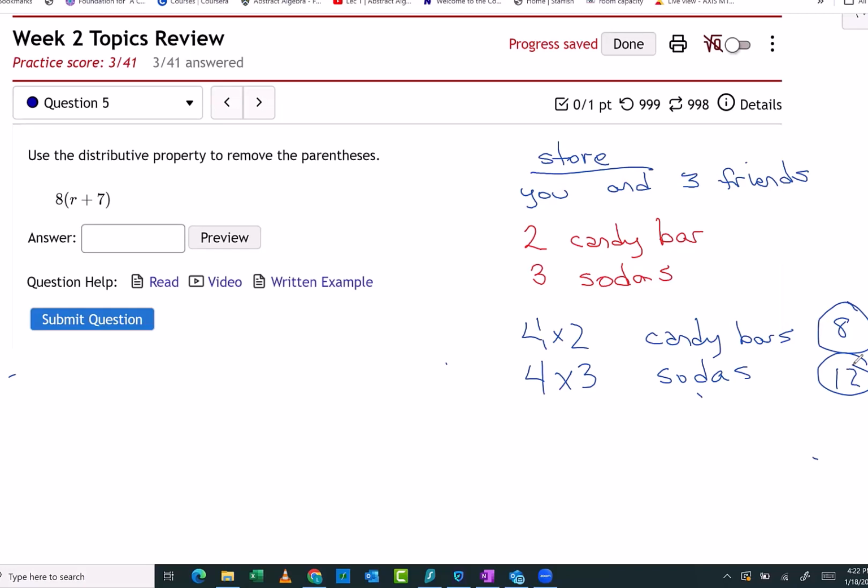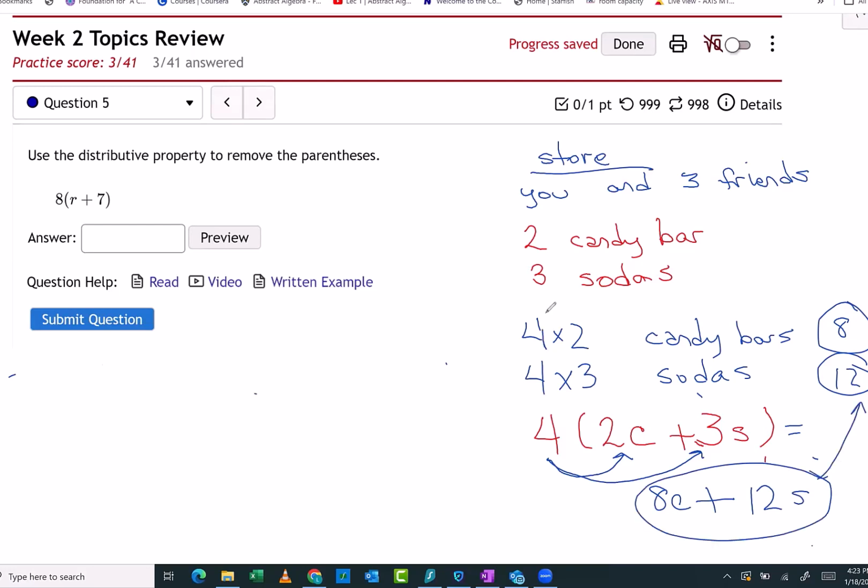Let me write this as an equation. If I have 4 people and everybody gets 2 candy bars and 3 sodas, it would look like that. I'm going to take each one of these values and multiply it by 4. The distributive property says I'm going to distribute that 4 to both of these terms. What would I get? 4 times 2 is 8 candy bars, plus 4 times 3 is 12 sodas.